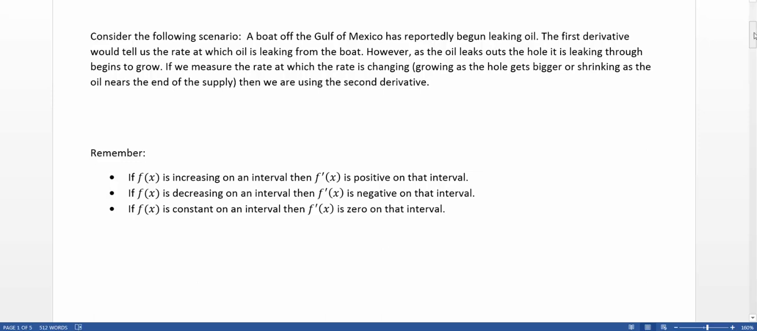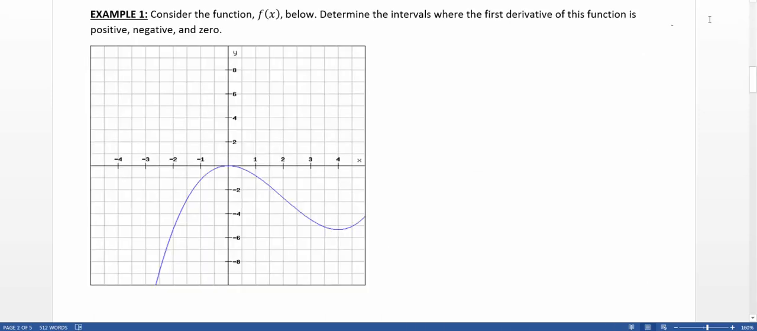So starting with this idea, let's look at an example. Example 1. Consider the function f of x below. Determine the intervals where the first derivative of this function is positive, negative, and 0. So again, if we want to talk about where the derivative is positive, negative, and 0, we need to determine where f of x is increasing and decreasing. So here, I'm going to start by looking for where we are increasing.